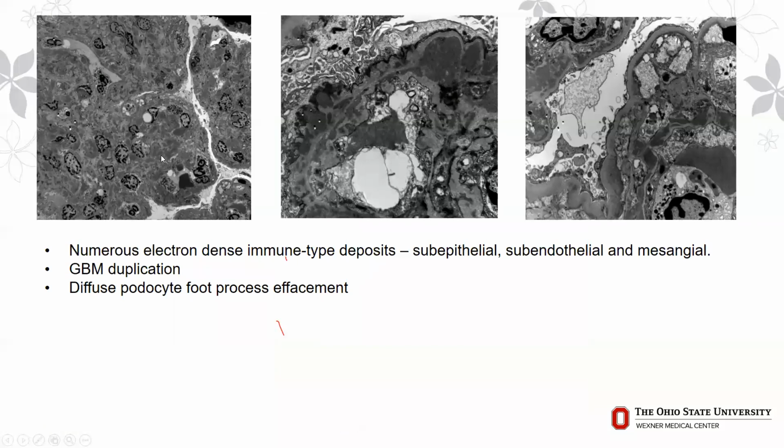Electron microscopy showed numerous electron-dense immune type deposits, subendothelial, lots of mesangial. This time we were also seeing a lot of subepithelial deposits, which were not seen so much in the first biopsy, but we are seeing a lot now. We did not see any endothelial TRIs this time. There's a lot of podocyte foot effacement.